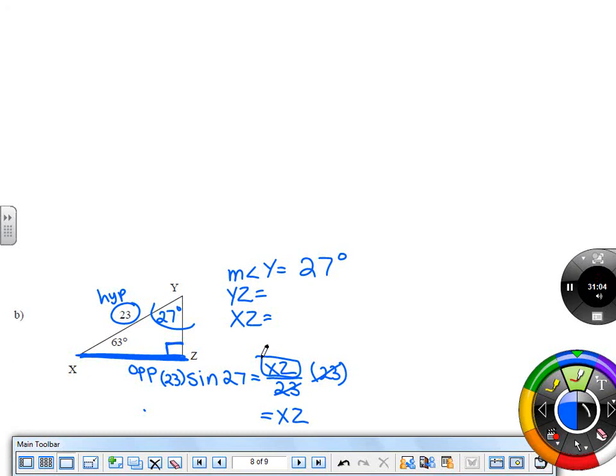So what did we get when we did 23 times the sine of 27? 10.4? Good. Do I have confirmation? 10.4? Good. Okay. So now we know that this is 10.4. All right, so then what are your options for figuring out YZ?